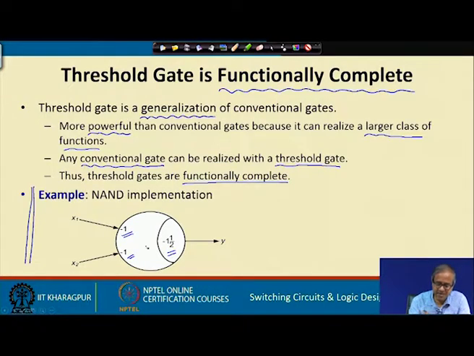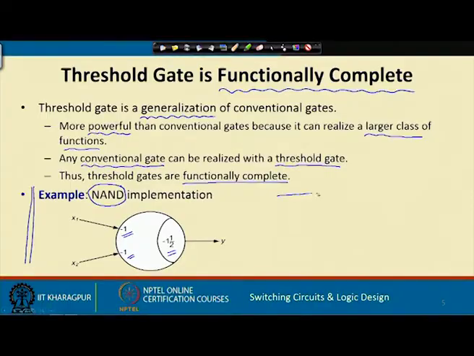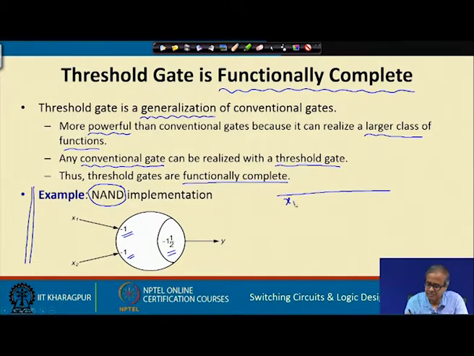You can verify that this threshold gate actually implements the NAND function, and because NAND is functionally complete, if we can show that this threshold gate implements NAND, we have proved that the threshold gate is functionally complete. Now, let us see how this implements NAND. Let us quickly draw the truth table here. So, x 1 and x 2 are the inputs, and there can be 4 combinations: 0 0, 0 1, 1 0 and 1 1.